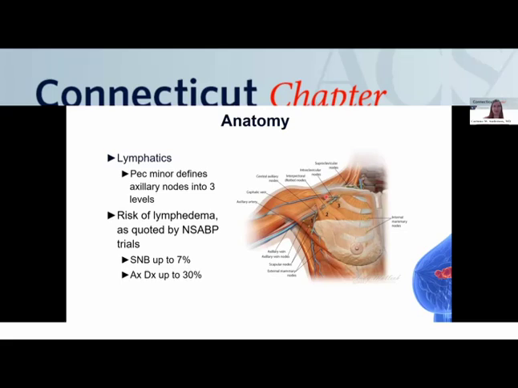Remember, we divide the lymphatics into 3 levels. Level 1, which is lateral to pec minor, level 2 behind pec minor, level 3 medial to pec minor. When thinking about your risk of lymphedema, as quoted by the NSABP trials, with a sentinel lymph node biopsy, that's up to 7%, with an axillary dissection, up to 30%. That's with an axillary dissection alone.